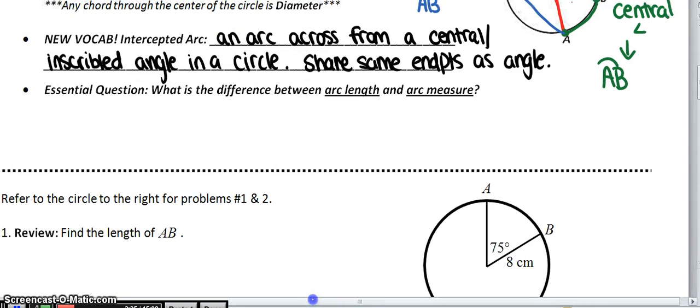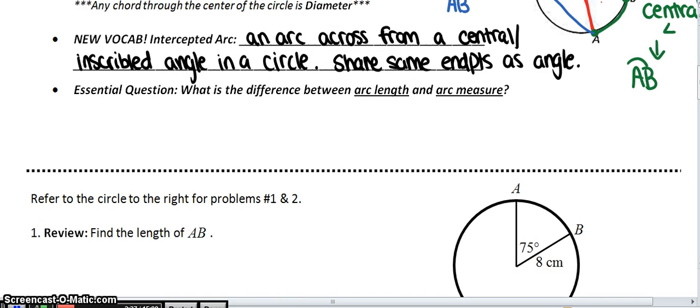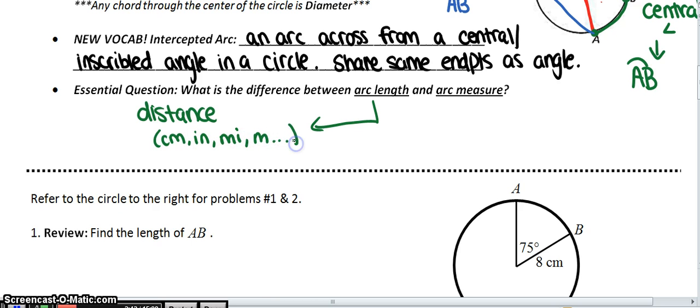Okay, the essential question for the video is what's the difference between arc length and arc measure? So arc length is what we already talked about. It's the distance of an arc. You would measure that in centimeters, inches, miles, meters, something along those lines. It's how far or what distance you travel. That's like the crust of the pizza, from what we already talked about.